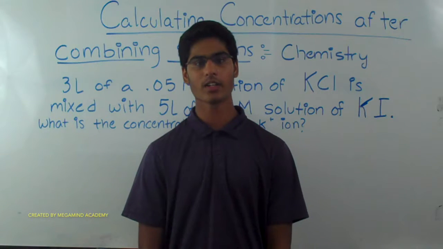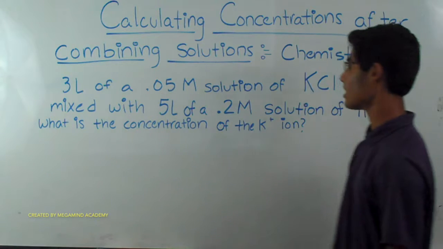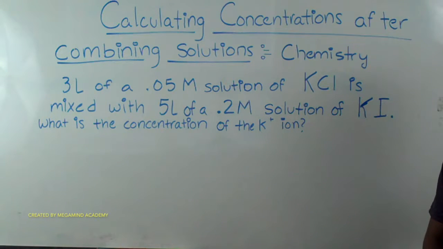Hi! Today we're going to learn about calculating concentrations after combining solutions in chemistry. Let's say we have a problem like this. 3 liters of a 0.05 molar solution of KCl is mixed with 5 liters of a 0.2 molar solution of KI. What is the concentration of the K plus ion?